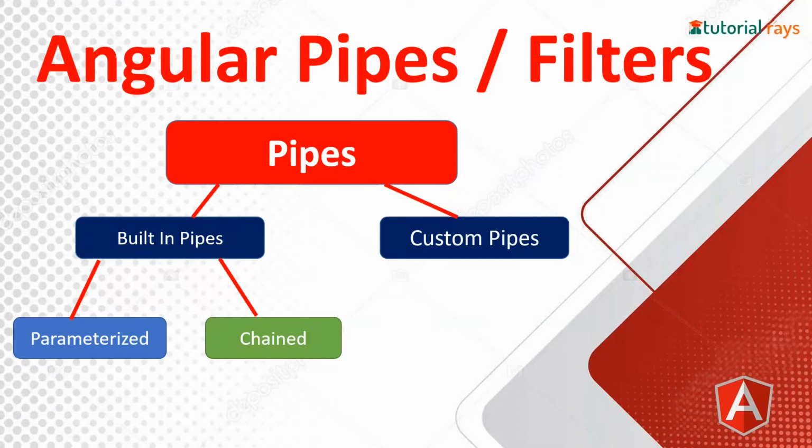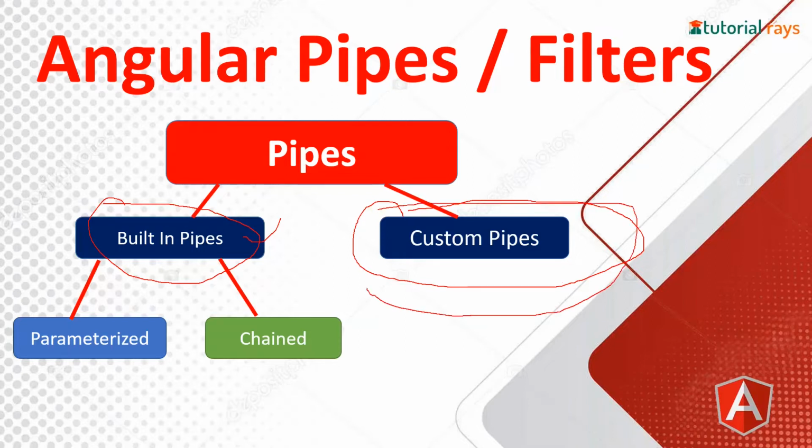Pipes can be categorized into two main categories. The first one is built-in pipes, meaning the pipes which come built-in with Angular. Apart from that, you can create your own custom pipes. So there is a facility to create custom pipes also.